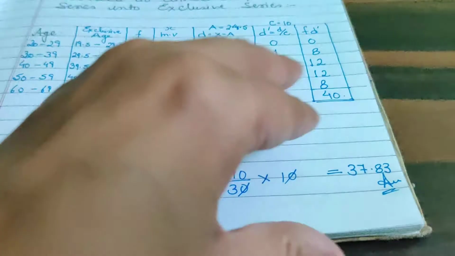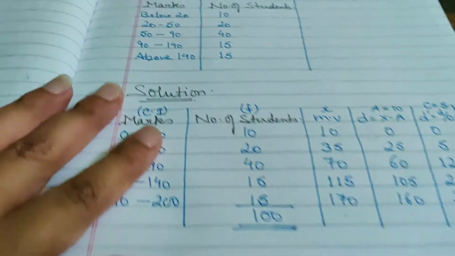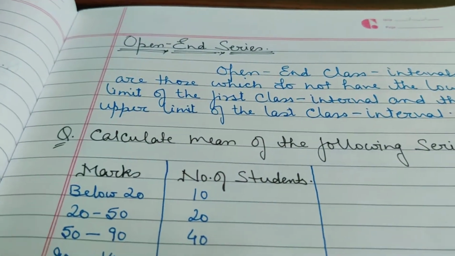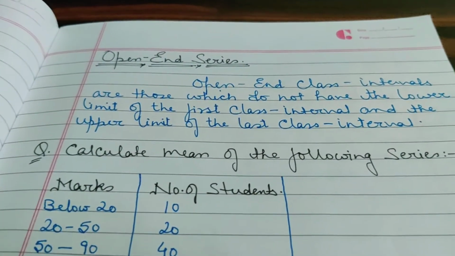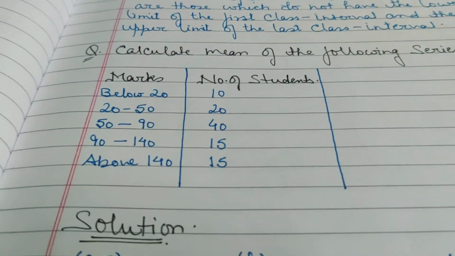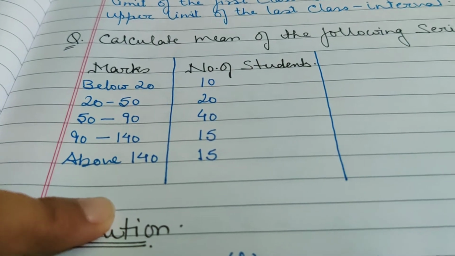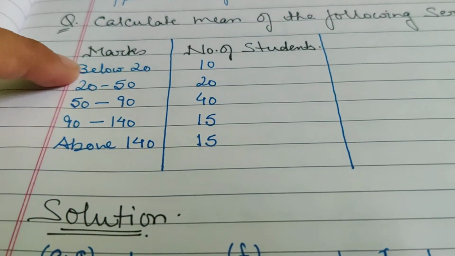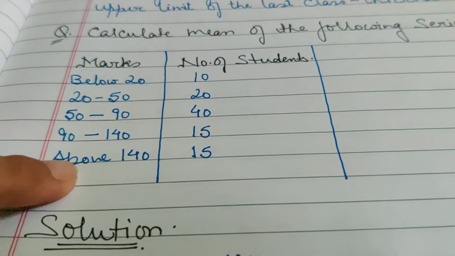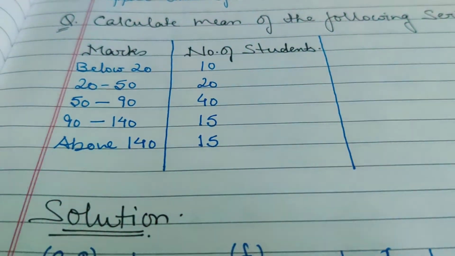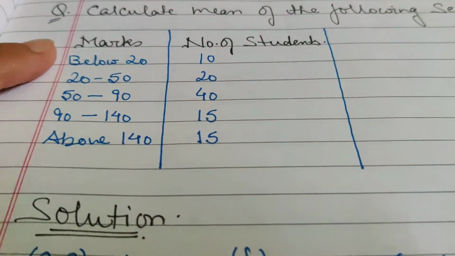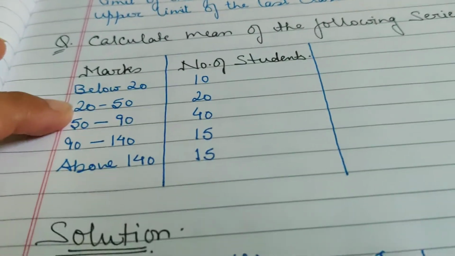Right, children? Okay. Now the next type of series are open-end series. Children, open-end series are like this. We don't know the number below this and we don't know the number above this. Right? Now we assume it. How do we assume it?